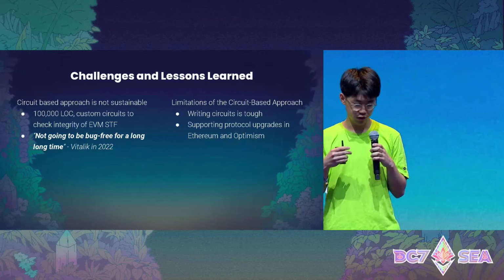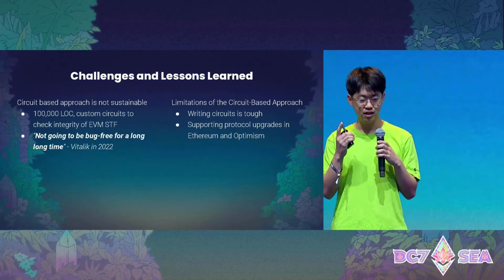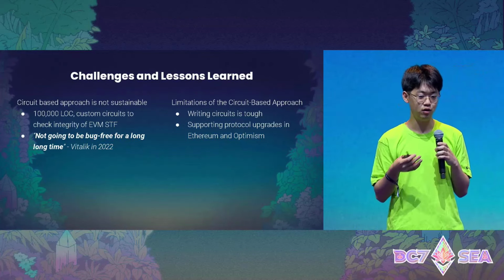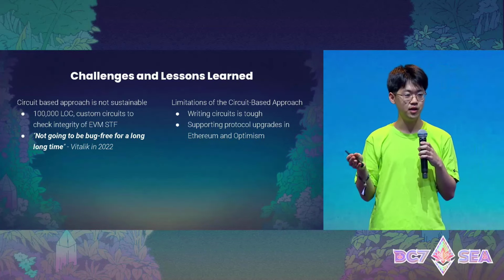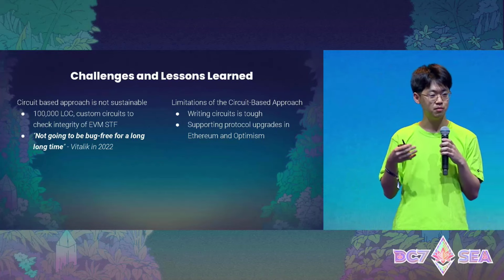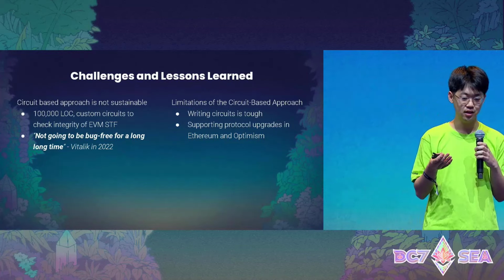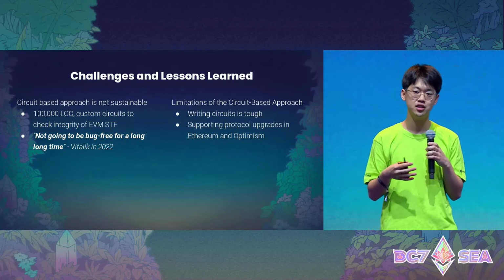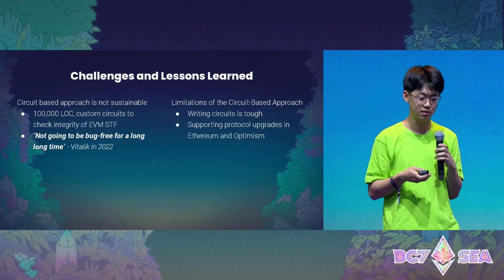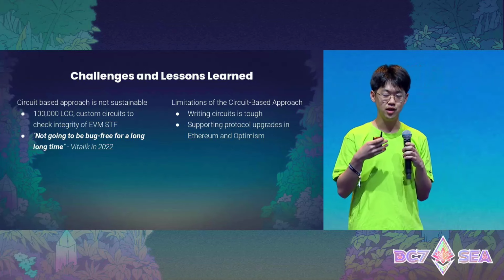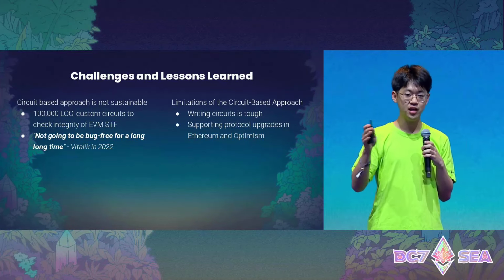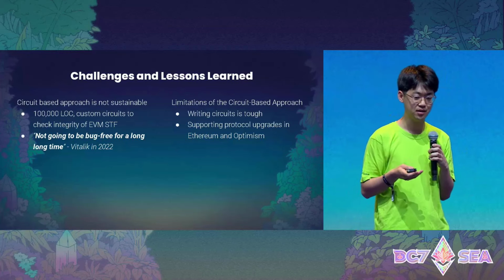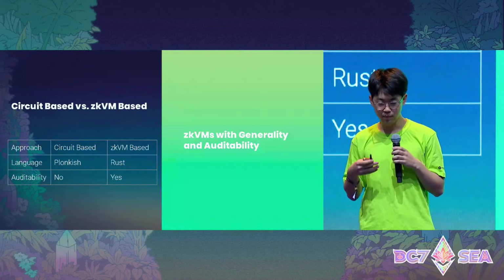To sum up, there are two challenges. Writing the circuit itself is tough because it's hard to audit and debug. And also, since Optimism and Ethereum bring upgrades to their mainnet, to support full compatibility we have to keep up with the protocol upgrades they're making, which means we have to modify circuits again and again every time an upgrade comes up. If we make more modifications, there will be a possibility of more errors, which would harm the security of our mainnet. So we need a better approach.